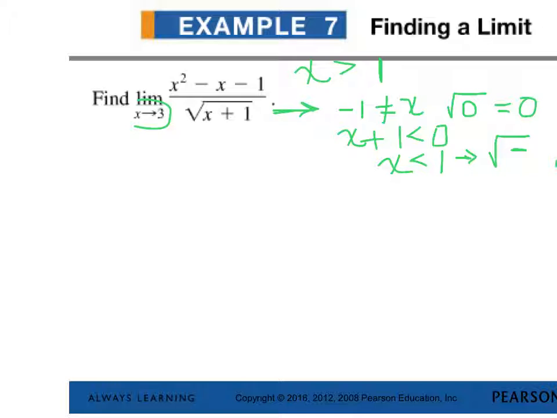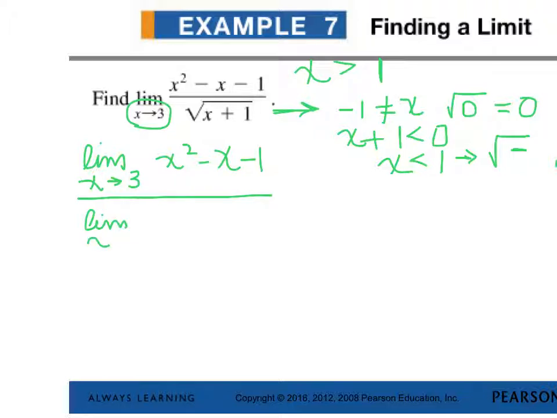But fortunately, we're taking a limit as x approaches 3, and that's certainly greater than 1, so we're going to be okay. So what we're going to do then is first take the limit as x approaches 3 of x squared minus x minus 1. And then we're going to divide that by the limit as x approaches 3 of the square root of x plus 1.